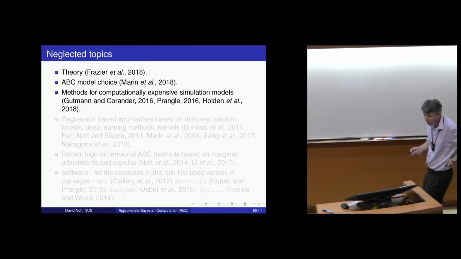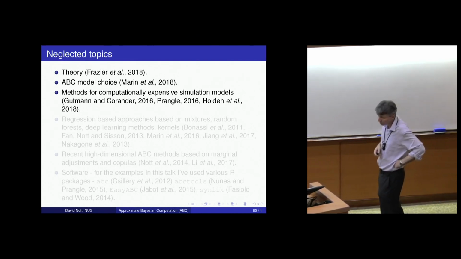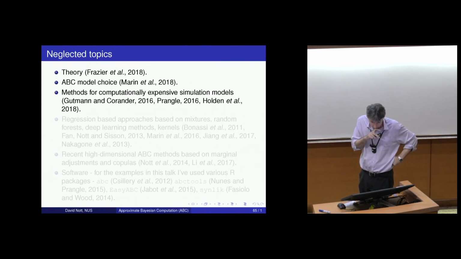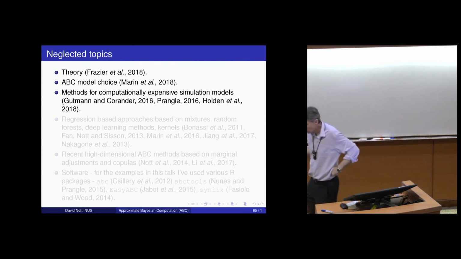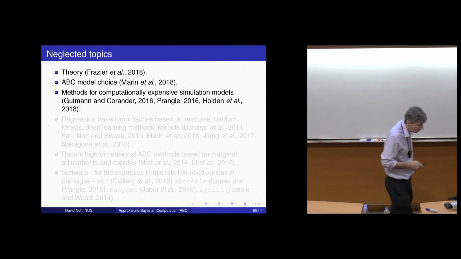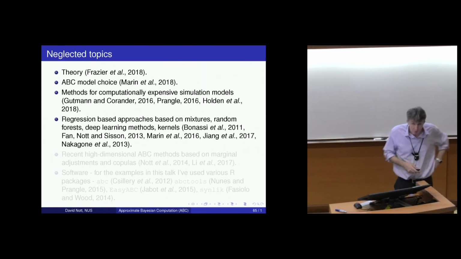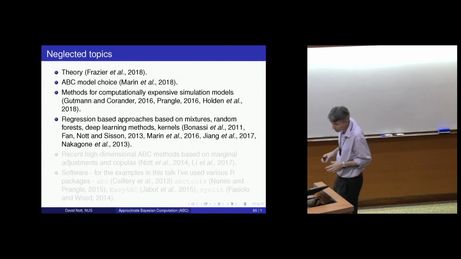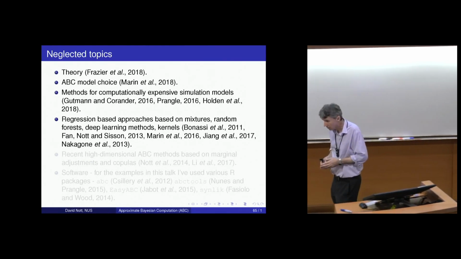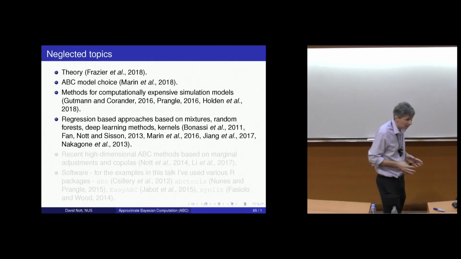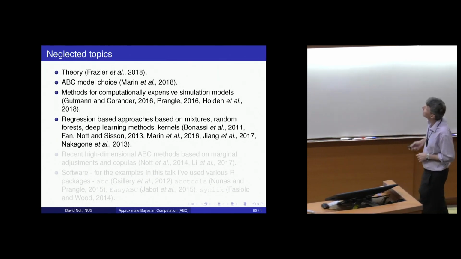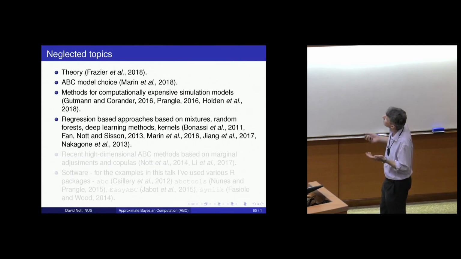There are various methods that are specialized for computationally expensive models: Bayesian optimization kind of methods, which use emulators, methods that use early rejection somehow, and so on. So that's a very interesting area of research. As I said, when I talked about regression adjustments, there are approaches in the literature to likelihood-free inference that just use regression. They don't use the ABC idea of any kind of rejection sampling. So people use methods based on kernels, random forests, deep learning, mixtures.